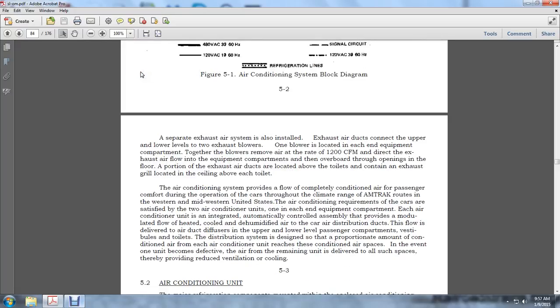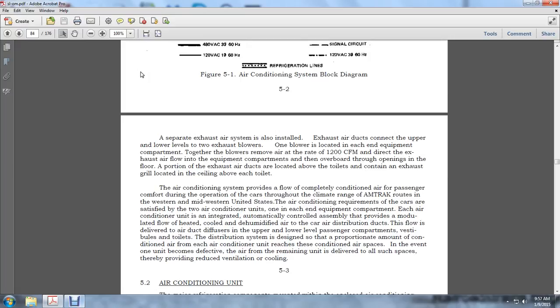The exhaust air system is also installed. The exhaust air ducts lead up to the upper levels of the exhaust blowers. One of the blowers is located in each of the equipment compartments. The blowers deliver air at a rate of 1200 CFM directly to the equipment compartments, exhausting through the openings of the floor. A portion of the exhaust air ducts is located in the toilets, containing the exhaust grill located in the ceiling over each of the toilets.